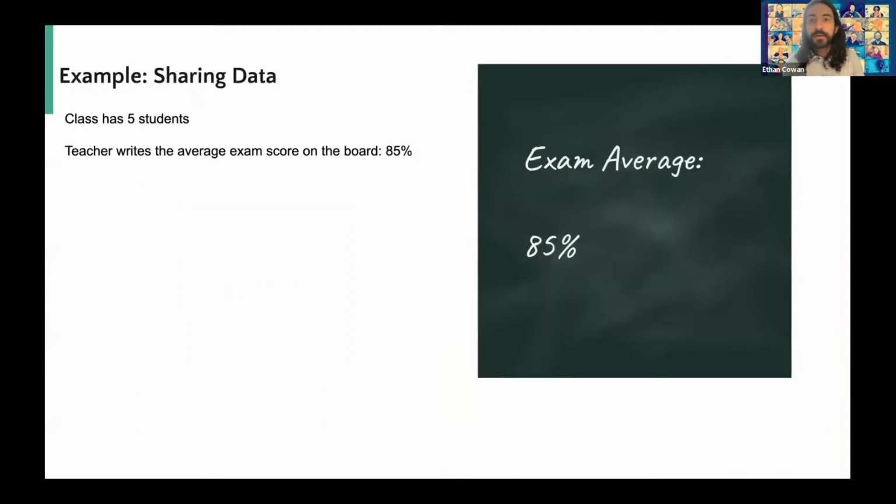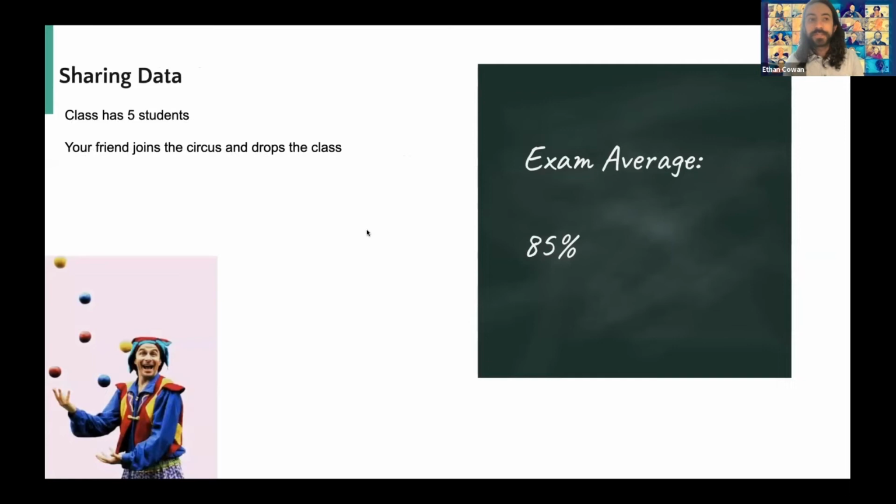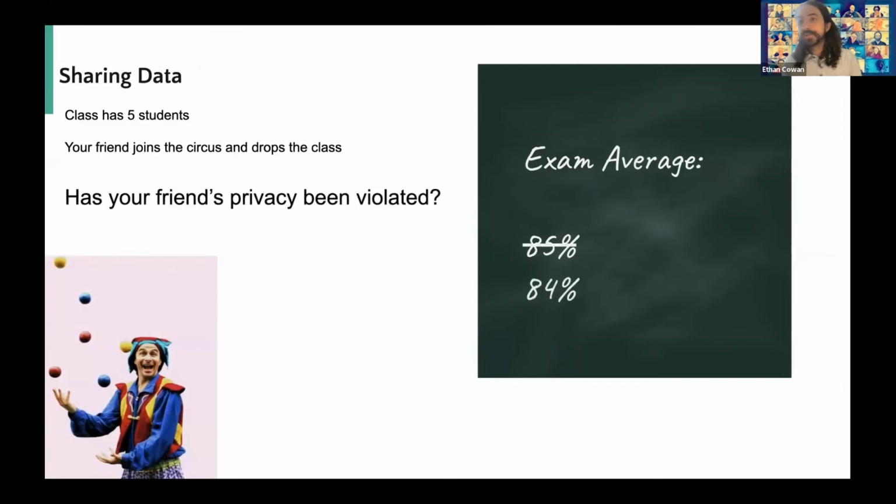So to begin, let's consider an example of a privacy violation. Consider you're in a class with 5 students total. The teacher writes the average exam score on the board. It says 85%. Just as you see this, your friend sends you a text message that says he's joined the circus and he's dropping the class. You inform the teacher of this, and the teacher recalculates the average exam score and writes 84% on the board and crosses out 85%. The question is, has your friend's privacy been violated?